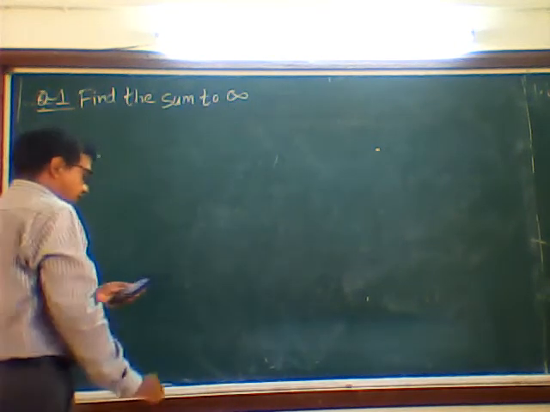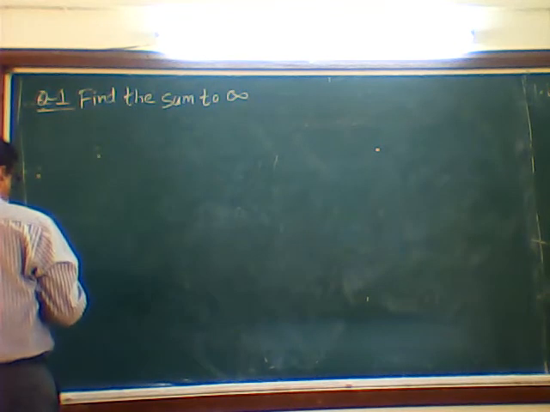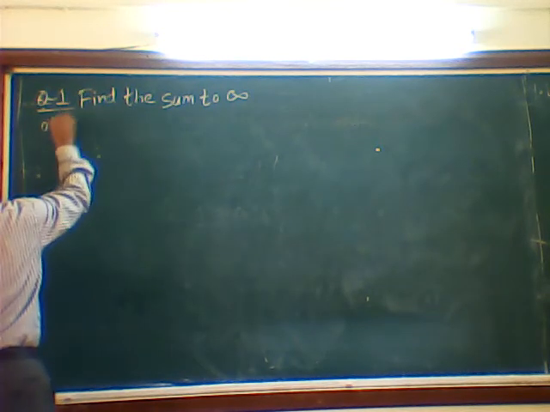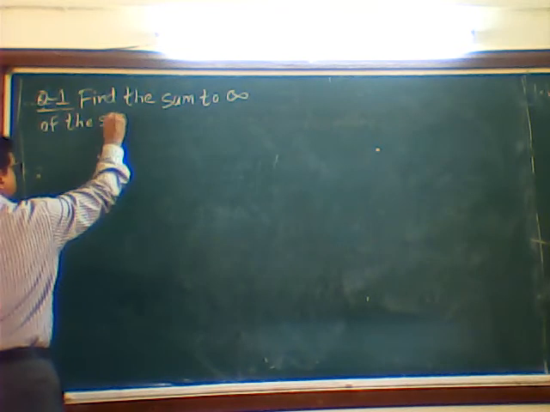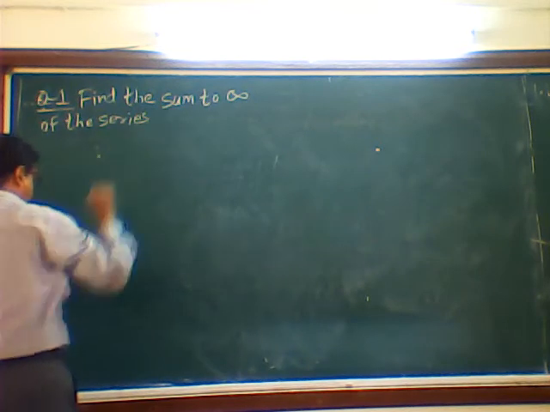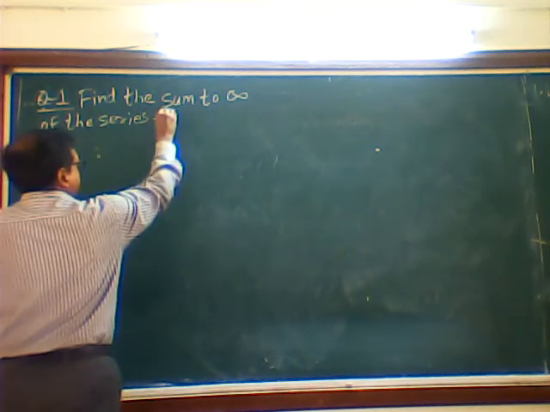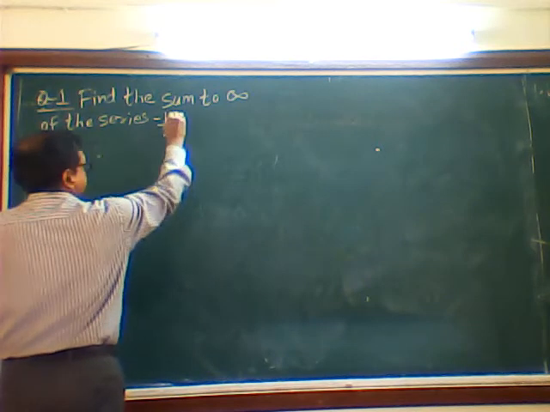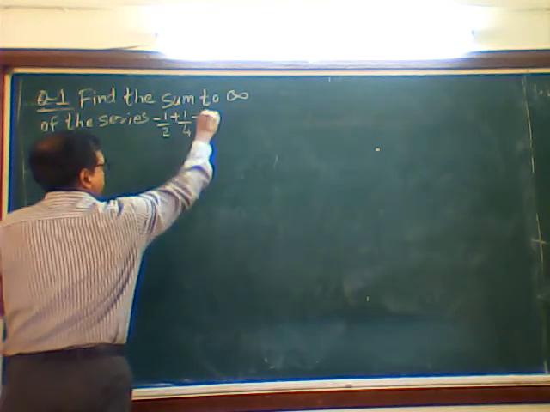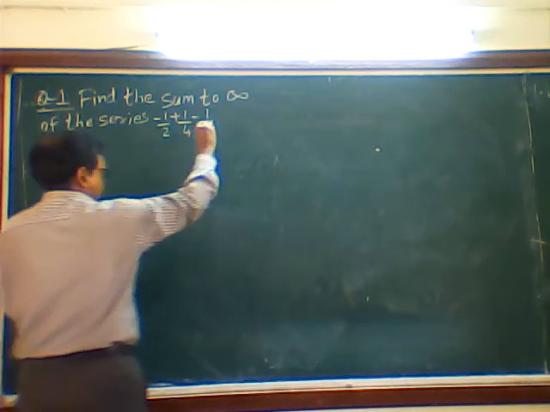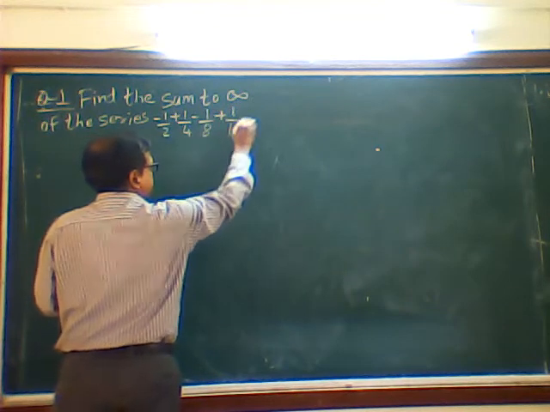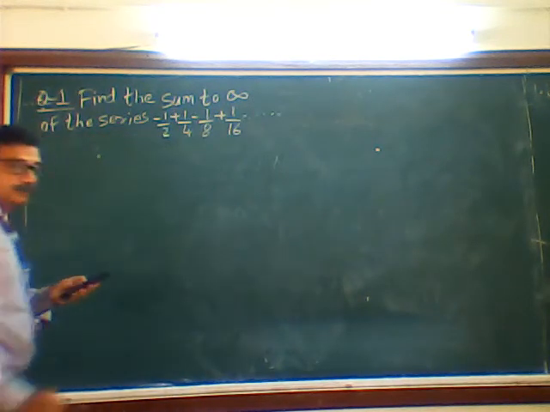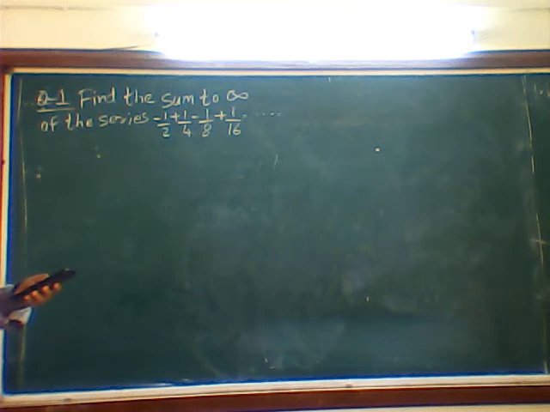Sum to infinity of the series minus half plus 1 by 4 minus 1 by 8 plus 1 by 16, dot dot dot. Okay, the question is: find the sum to infinity of the series minus half plus 1 by 4 minus 1 by 8 plus 1 by 16.